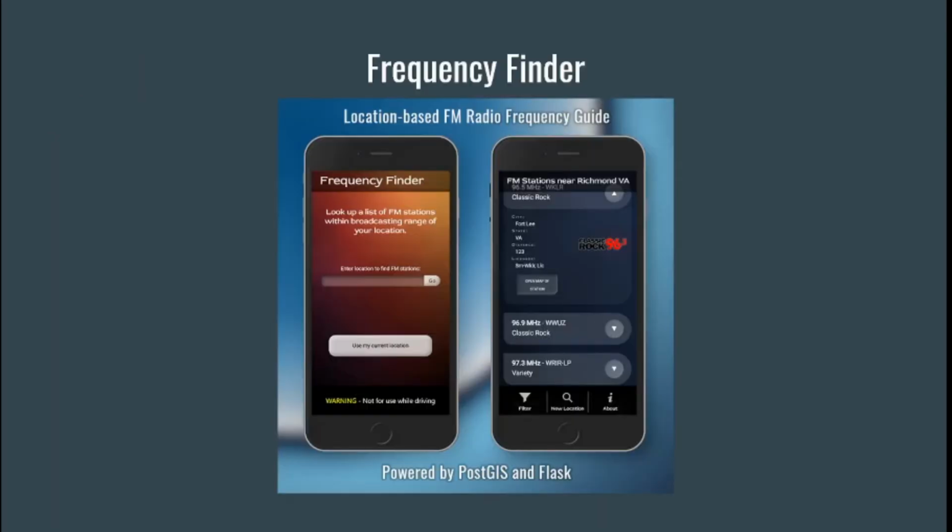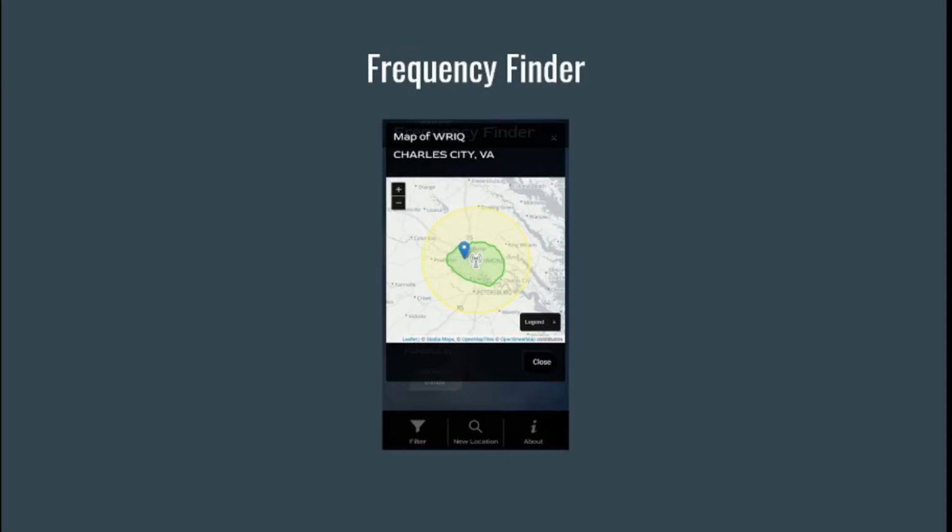So my solution is Frequency Finder, and it's essentially just an FM radio frequency guide that updates depending on where you happen to be located, or you can do a search for FM stations in a particular location. And here's my fancy promo graphic. And of course, like any good GIS application, there is a map feature so that you can take a look at some of the data that is used to create the list.